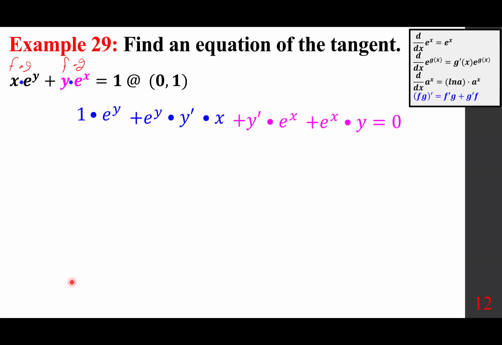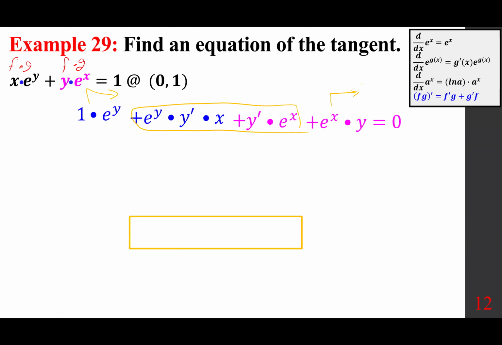We are going to keep these two and factor the y prime out. So we get e to the power of y times x plus e to the power of x. We're going to move this. This is e to the power of y, becomes minus e to the power of y. And we're going to move this. This is e to the power of x times y, becomes minus e to the power of x times y. So both of them take a negative sign as they move to the right side.